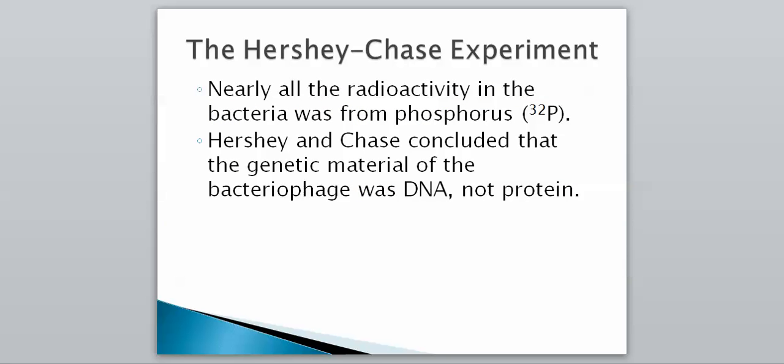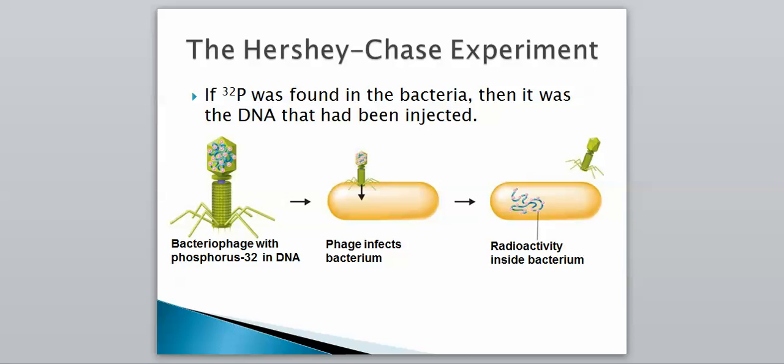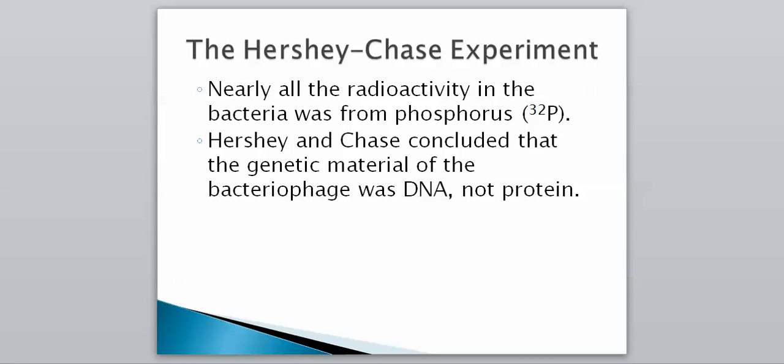Their results were that nearly all the radioactivity in the bacteria was from phosphorus, and therefore Hershey and Chase concluded that the genetic makeup of the bacteriophage was DNA, not protein. You can see here in our two experiments, no radioactivity in the ones that were treated with sulfur, and lots of radioactivity in the ones that were treated with phosphorus. Therefore, we know that the genetic material of our bacteriophage was DNA and not protein.